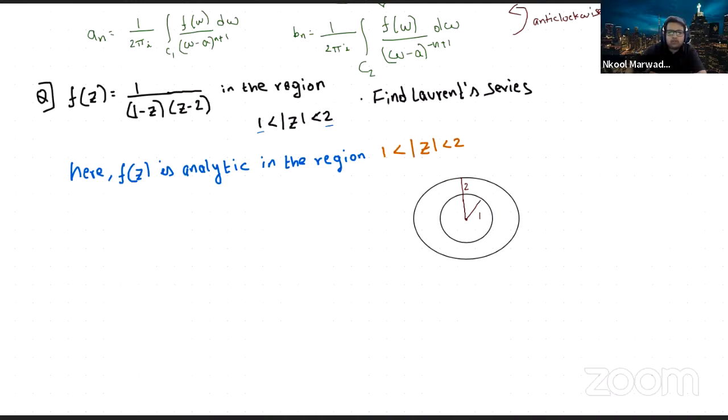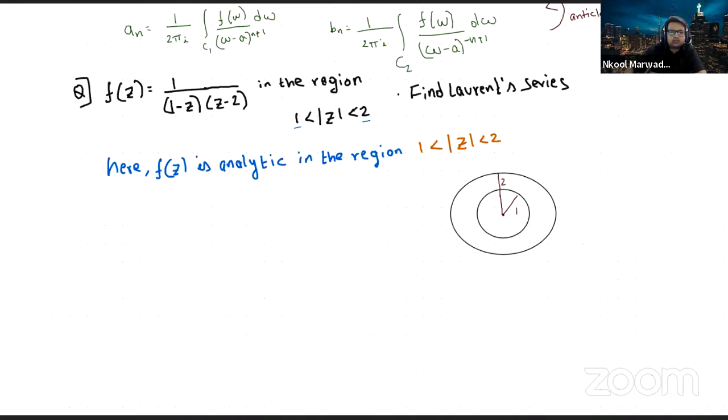Before that, we can simplify this function a bit. Let us do that. f of z is 1 upon (1 minus z)(z minus 2). Now I can write it as minus 1 upon (z minus 1)(z minus 2). Like this, 1 minus z, I made it z minus 1.